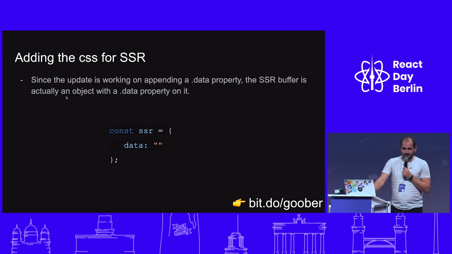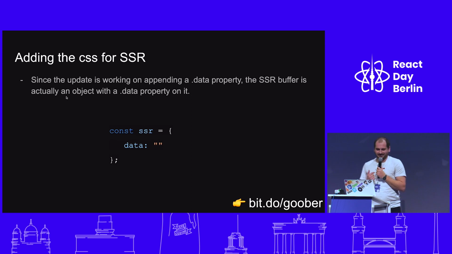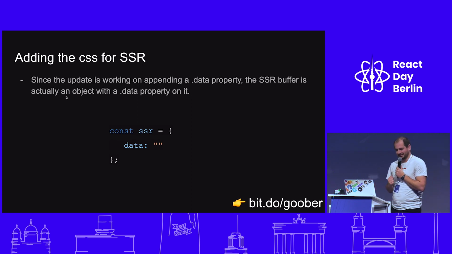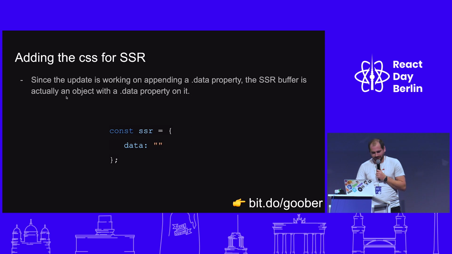Also, Goober supports server-side rendering, which is great. Because I'm just using the data property to whatever you give it in the update function, my server-side rendering solution was just an object with a data property with a string buffer on it.